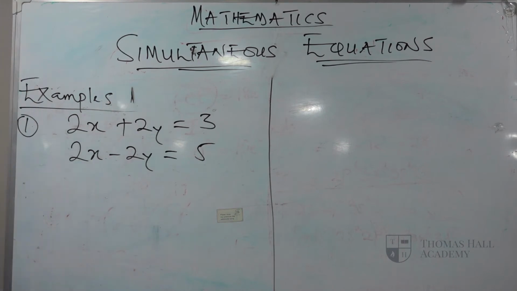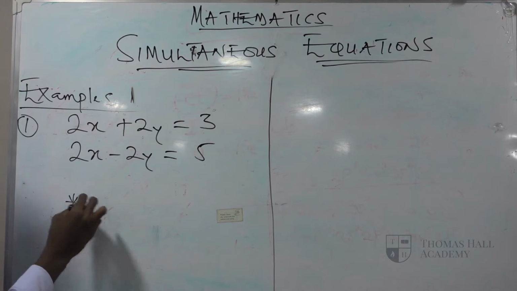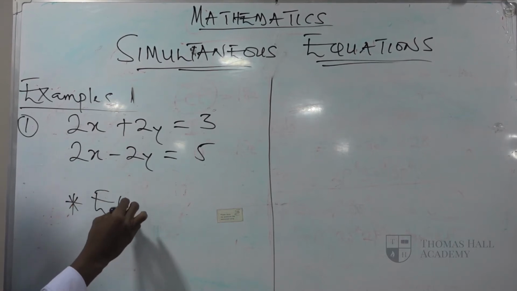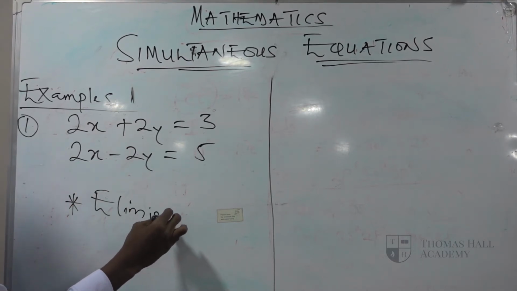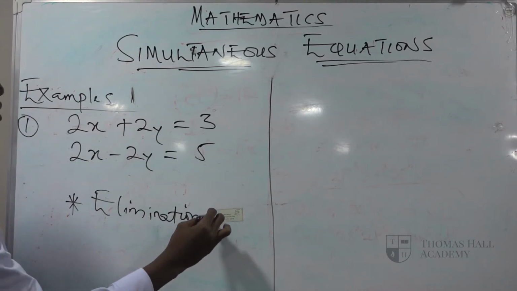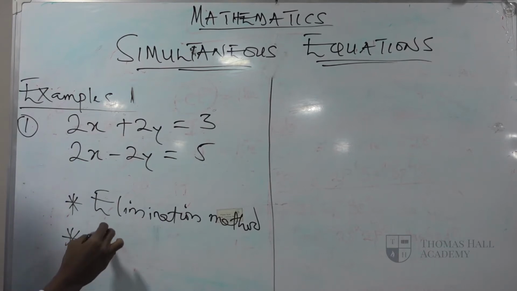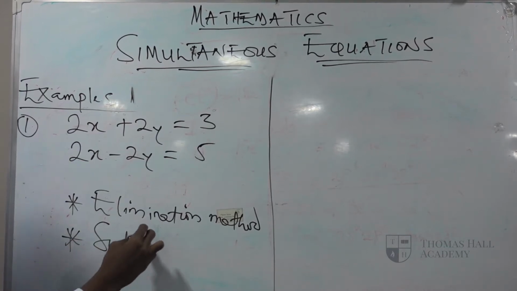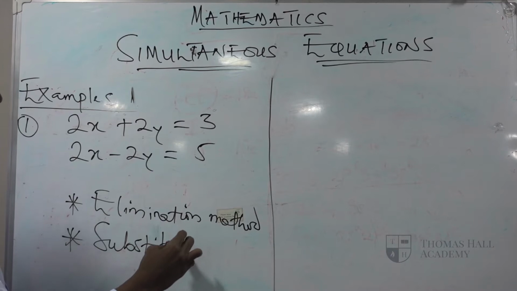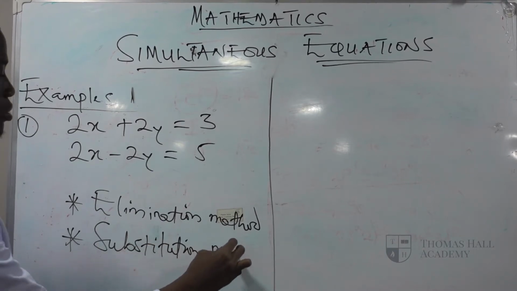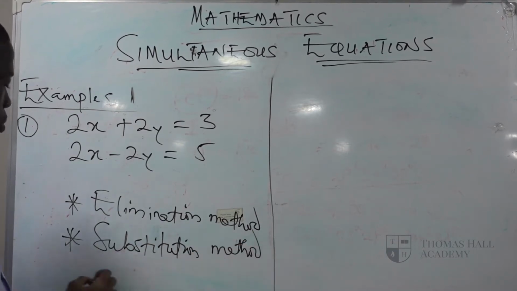For simultaneous equations, we have three different methods of solving. We have the elimination method. We have what we call the substitution method. And we also have what we call the graphical method.